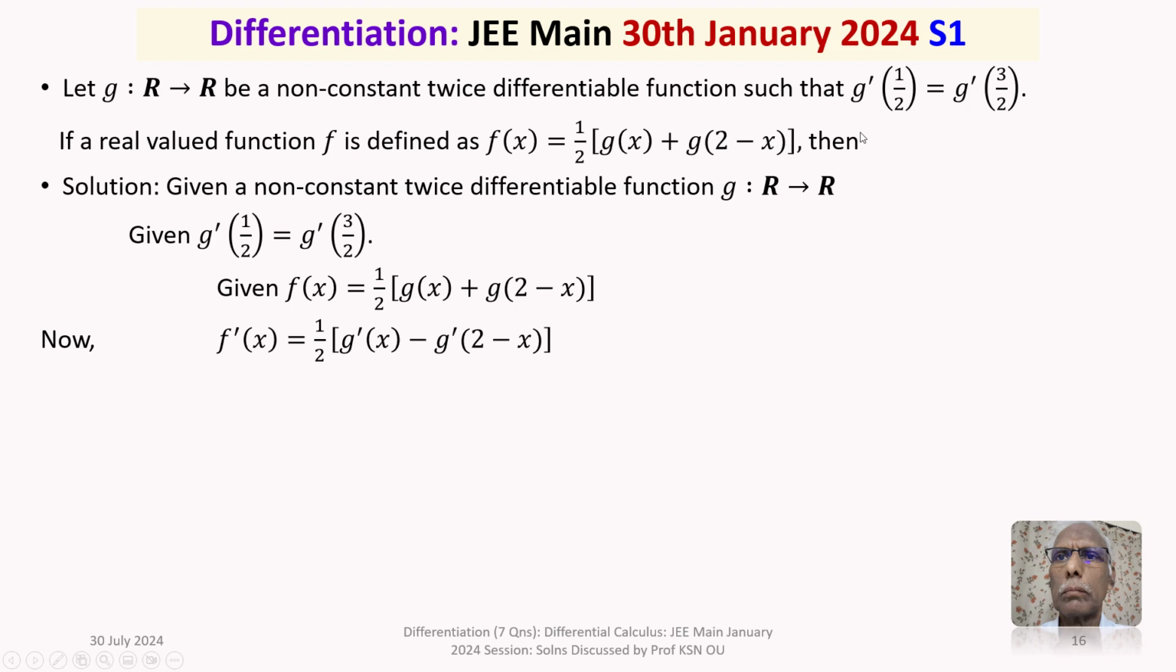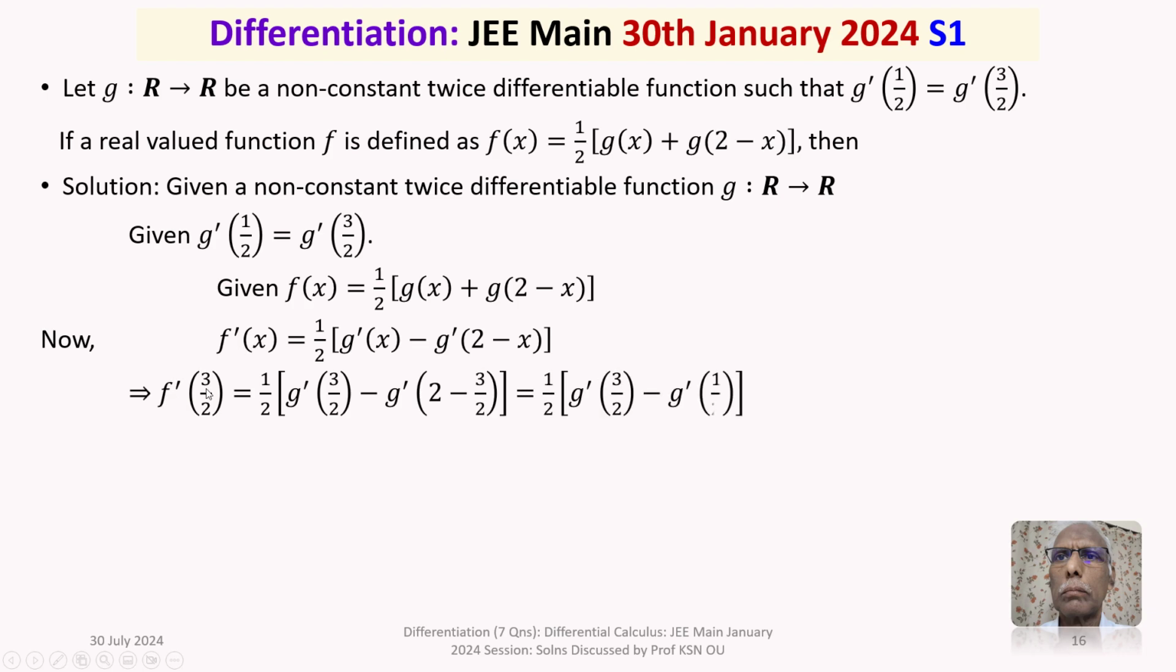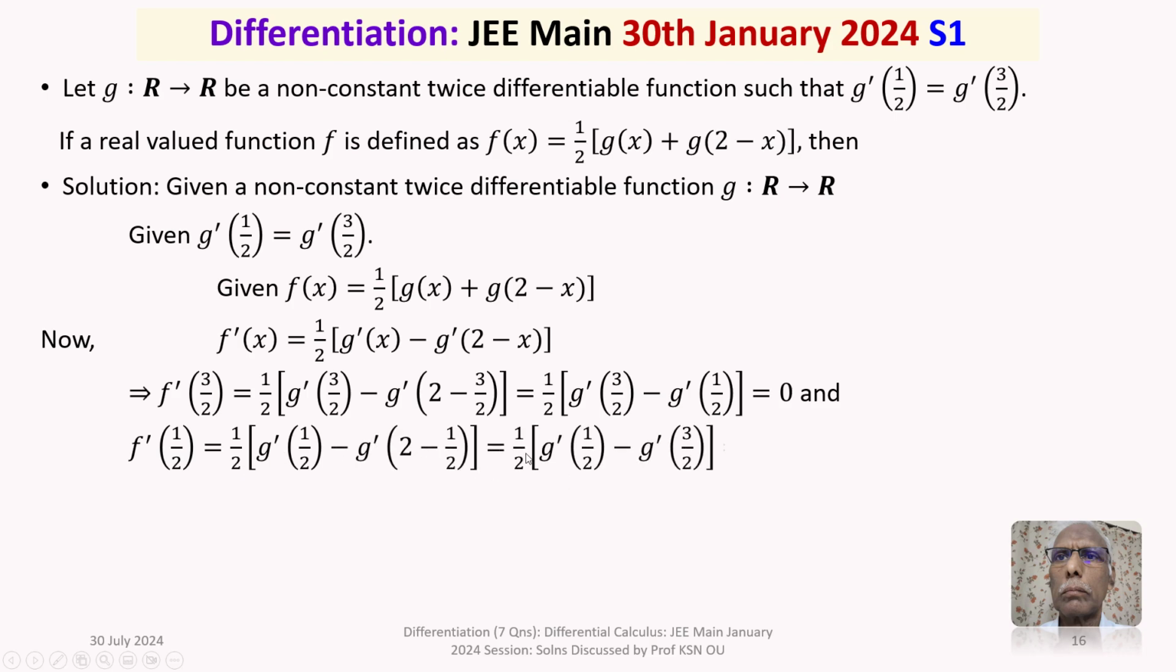Now, substitute x is equal to 3/2 first, let us say. f prime at 3/2 is equal to 1/2 into g prime at 3/2 minus g prime at 2 minus 3/2. That will be 1/2 into g prime at 3/2 minus g prime at 1/2. They are given to be equal. Therefore, it's 0. And also, f prime at 1/2, in a similar manner, you simplify. You will get 1/2 into g prime at 1/2 minus g prime at 3/2. And they are equal, given they are equal, therefore it's 0.